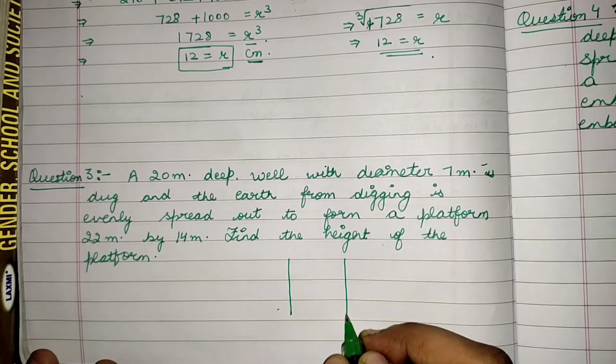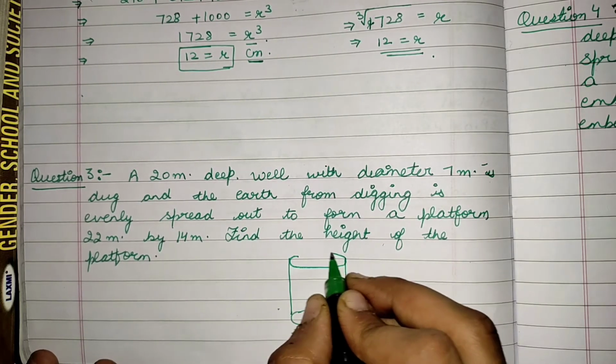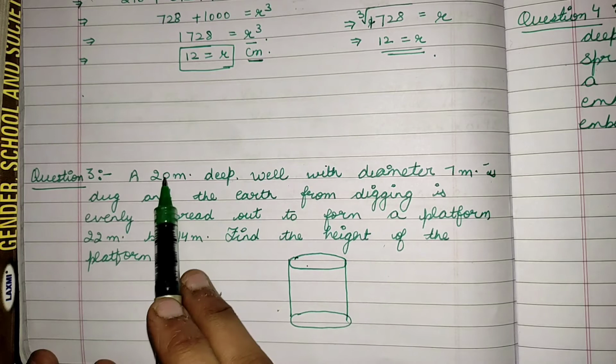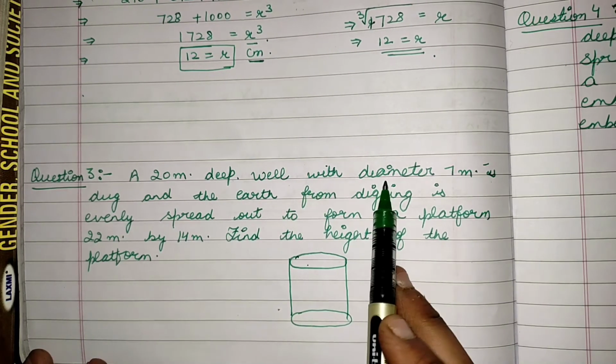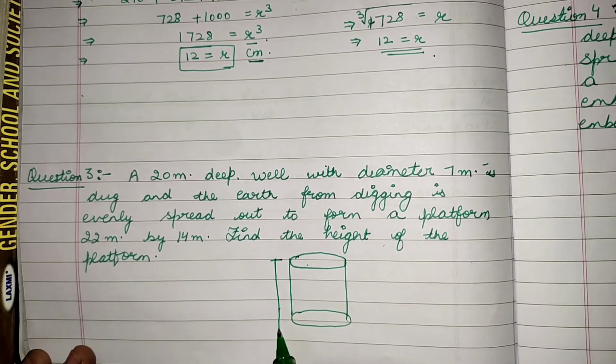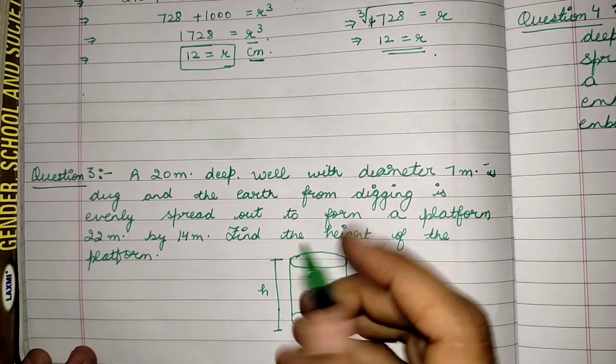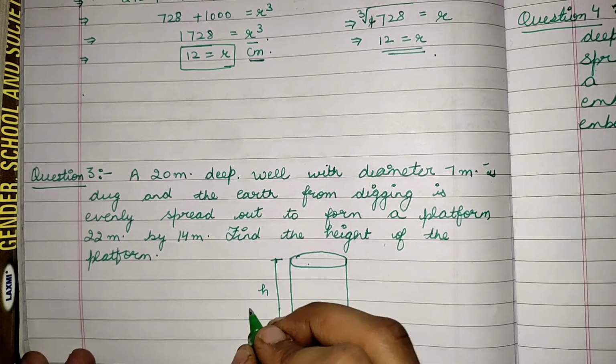Well is in the shape of what? Well is in the shape of a cylinder. So what is given? Dimensions are given to us. 20-meter deep well with diameter 7 meter. Deep means its height is given to us, means its depth is given to us, then that means it is height. So height is what?